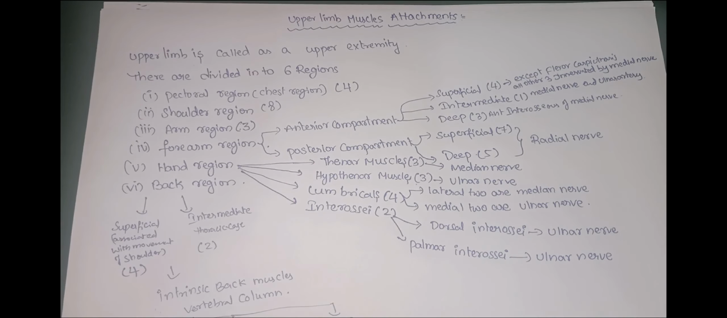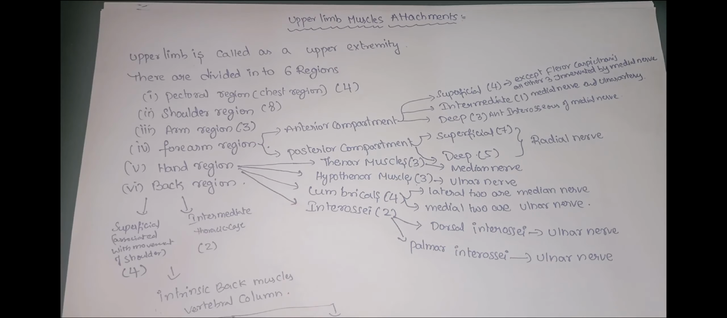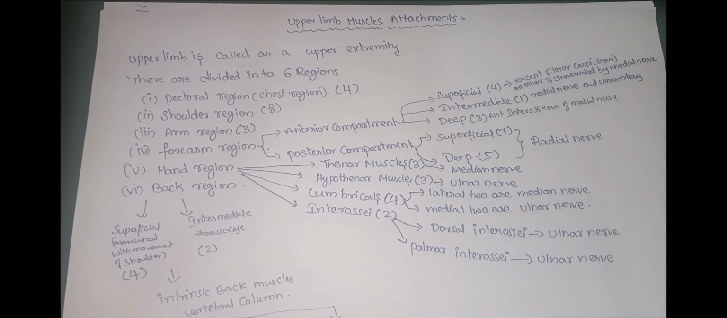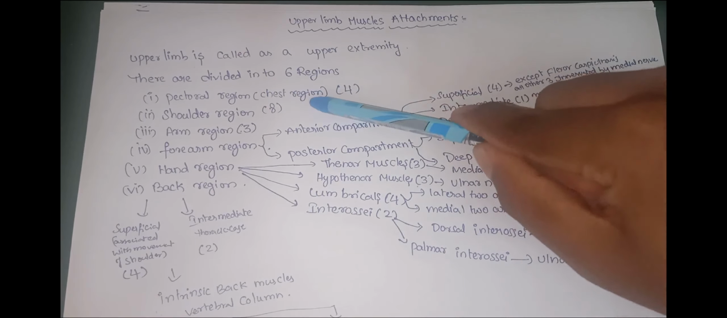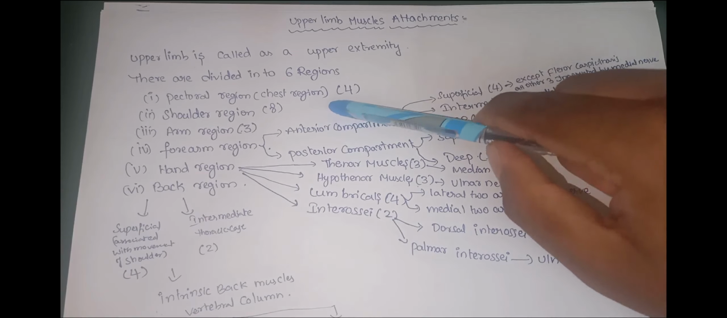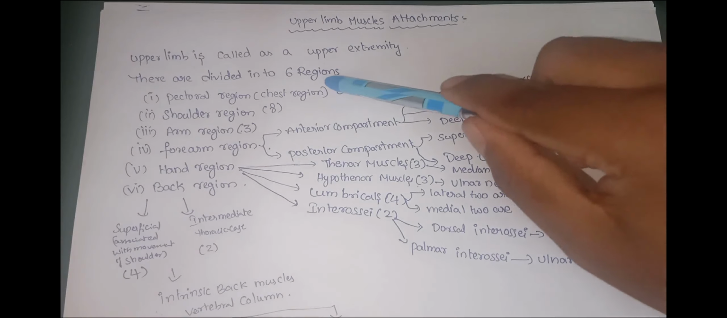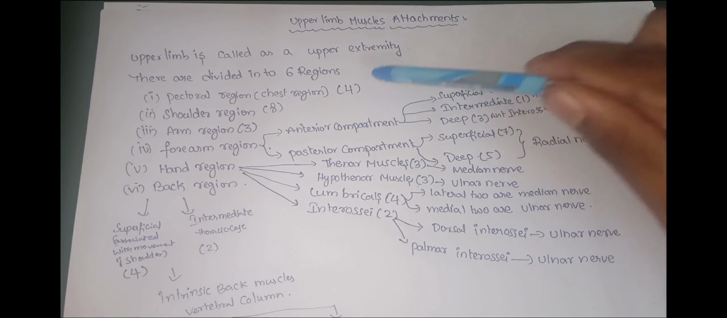The upper limb muscles are divided into 6 regions. So how many regions are present in the upper limb? There are 6 regions. What are those regions? The first region is the pectoral region. The pectoral region is nothing but the chest region. How many muscles are present in the chest region? There are 4 muscles in the chest region.